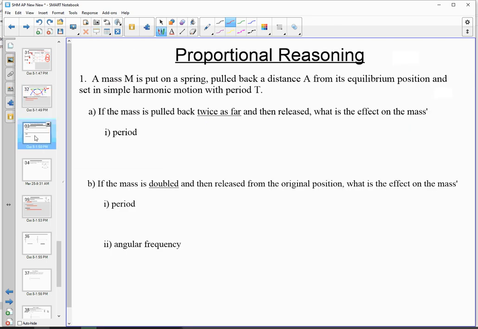All right, on to our last page for simple harmonic motion. Let's work a couple of problems here, proportional reasoning problems. We're going to put a mass m on a spring, pull it back a distance a, that would be your amplitude from the equilibrium position, and let it go, and it will oscillate in simple harmonic motion. What we're asking here is, if the mass is pulled back twice as far and then released, what effect will it have on the mass's period?